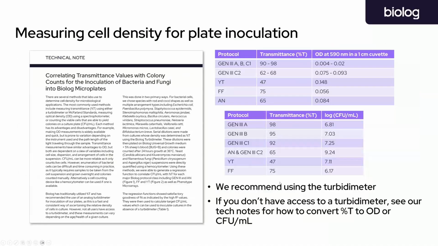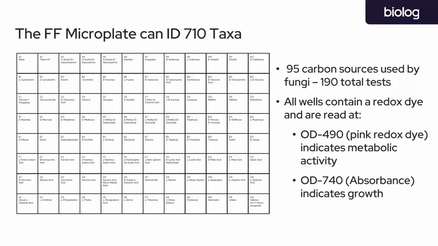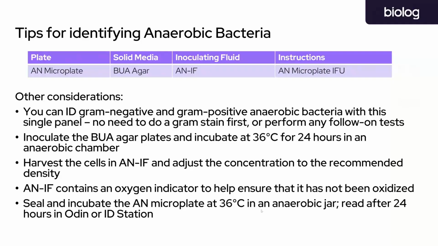I see a question here about, is there an oxidation control on the anaerobic plate, or can we know if the plate had contact with oxygen or not? So I was just going to try to go back to that AN. Yeah, that's a good question. We do not have an indicator in the plate, but the way that the plates are packaged, they are packed with an oxygen absorber, and so when you receive the plates, they should look vacuum packed, as opposed to our Gen 3 plates, which have air inside of the package.